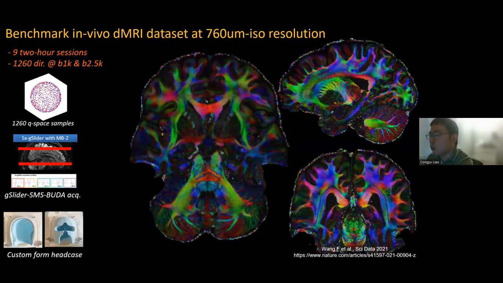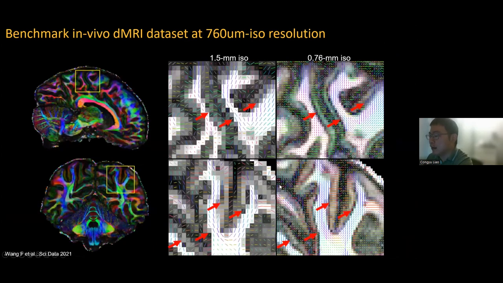So compared to the 1.5 ISO diffusion datasets, the benchmark dataset shows the improved ability to visualize the subcortical region and the gray-white junction at the 760 micron resolution.